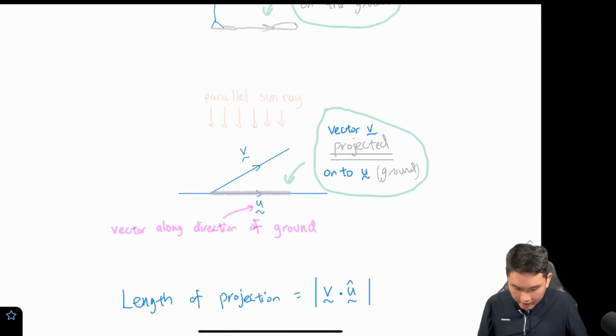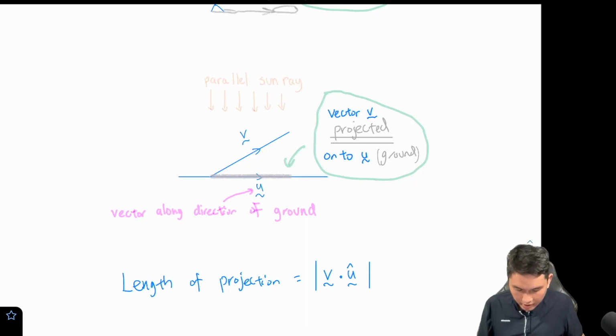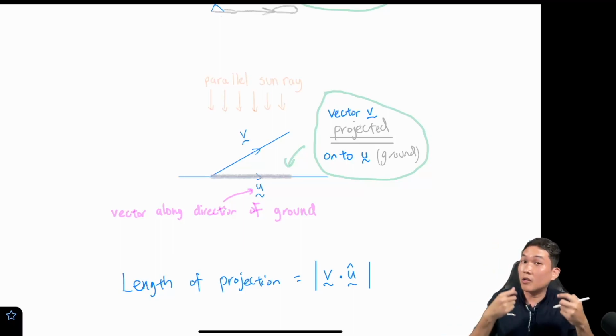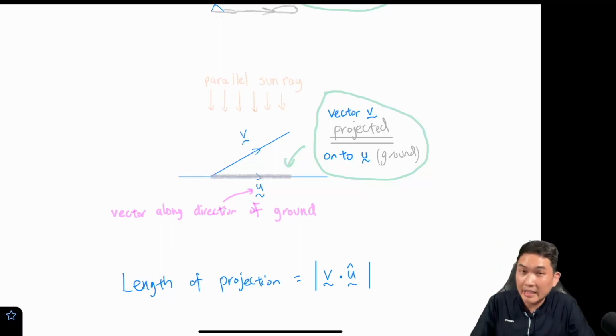And the formula for this: the length of projection is that V will be casted onto the direction of U. Remember that the unit vector really represents a direction, so we want to cast V into a new direction. So it's V dot U cap with a modulus sign, because we're talking about a length, a scalar quantity. It has no direction. Okay, so this is the formula for length of projection.